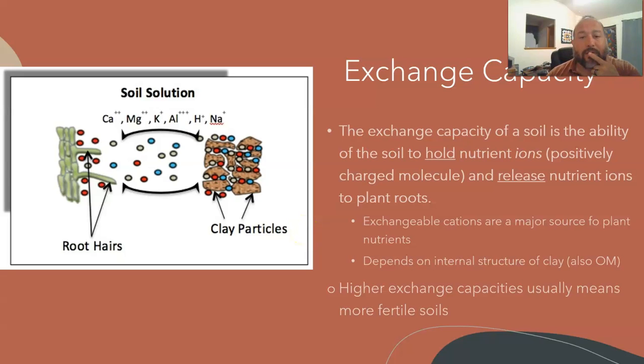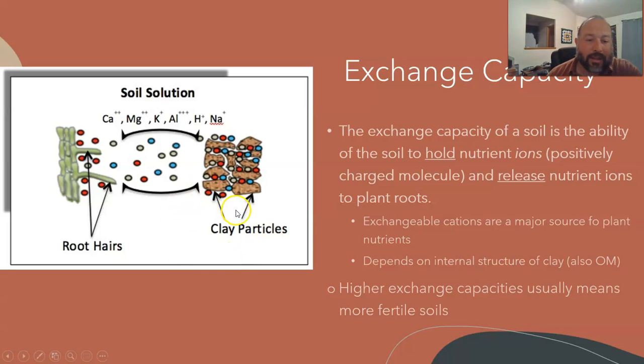And so then another thing that we cover when we talk about the chemistry of the soils is the idea of exchange capacity. When we talk about exchange capacity of a soil, it's the ability of the soil to hold nutrient ions, which are positively charged molecules, and release nutrient ions to plant roots. And so why does that matter, or what does that mean?